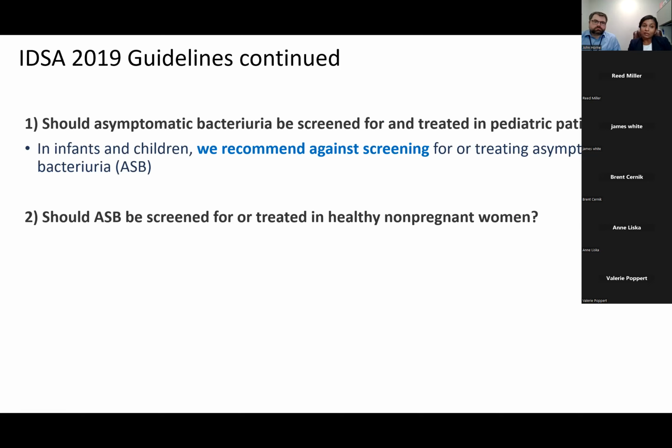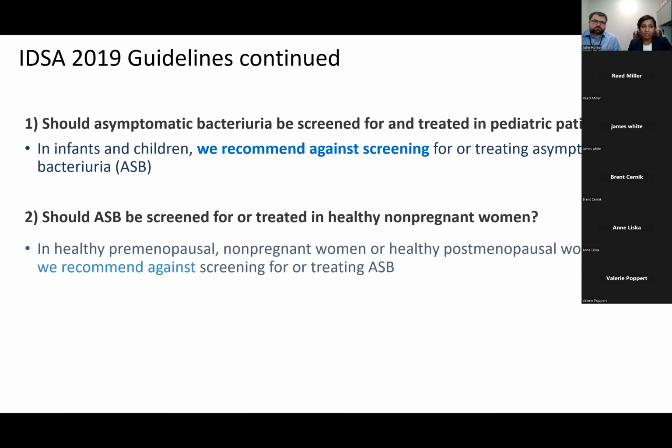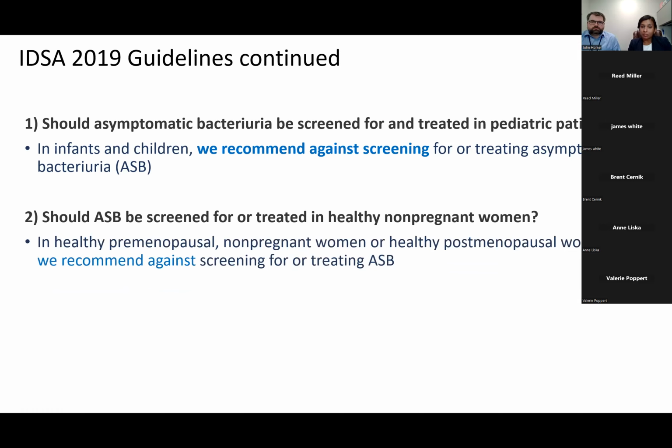Should asymptomatic bacteriuria be screened for and treated in healthy, non-pregnant females? In healthy premenopausal non-pregnant women and healthy postmenopausal women, we recommend against screening for asymptomatic bacteriuria. So we should not be getting urine to look for bacteria in the urine.